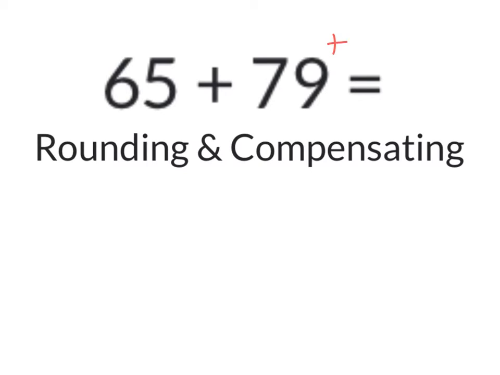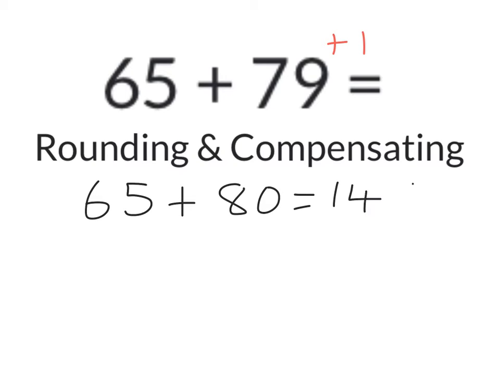So I'm going to add 1 to the 79 and make that 80. And now my question becomes 65 plus 80. And that's easier to work out than 65 plus 79. And that would equal 145. Now remember, with rounding and compensating, because I rounded that 79 up by adding 1, now with my answer, I need to take away 1. That's the compensating part. So my answer to 65 plus 79 will be 144. That would be the best strategy to use for this question.